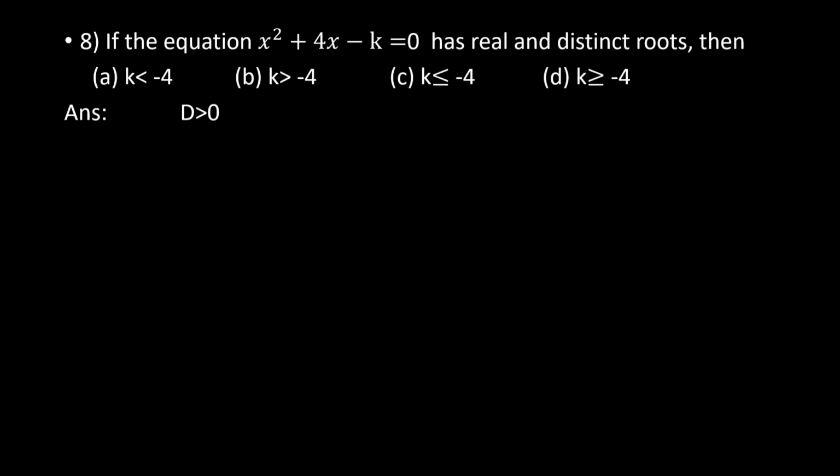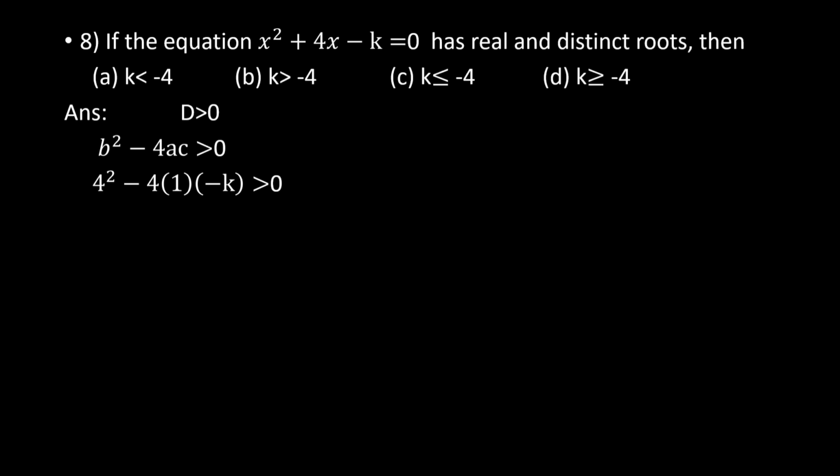So real and distinct means D will be greater than 0. So what is D? B square minus 4ac is greater than 0. What is the b value? 4. So 4 square minus 4 into, what is the a value? 1. The c value is minus k, that is greater than 0.